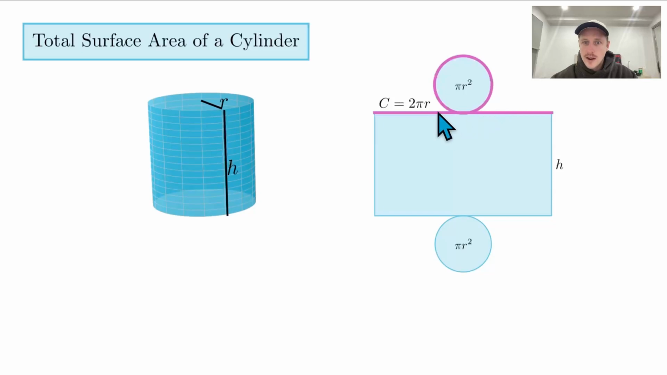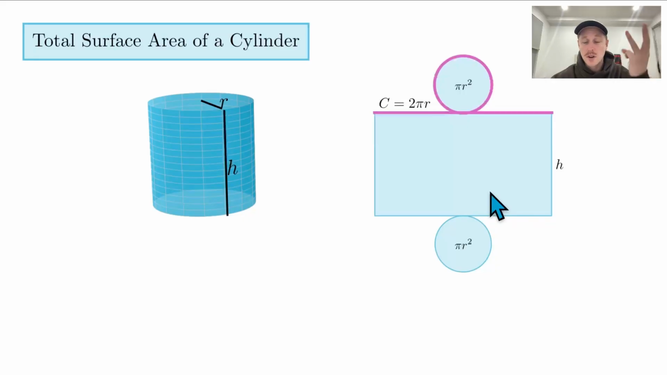The length around this circle, if you unwrap it, would become this length of the rectangle. And I think that's the hard part. But if you can wrap your head around that concept, you would know that this length would be the circumference of the circle, which is 2 pi r. And then you end up with this rectangle in the middle, which is 2 pi r multiplied by h.